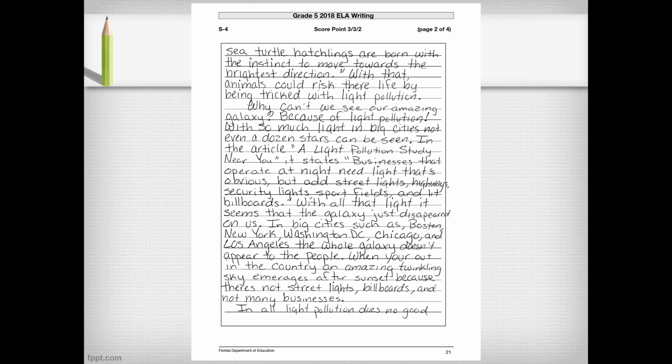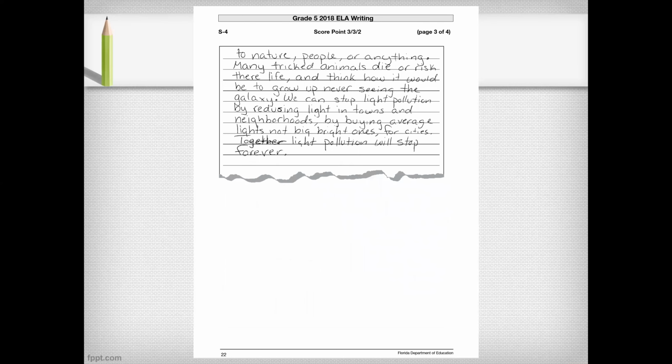Why can't we see our amazing galaxy? Because of light pollution. With so much light in big cities, not even a dozen stars can be seen. In the article, A Light Pollution Study Near You, it states, businesses that operate at night need light that's obvious, but that add street lights, highway security lights, sport fields, and lit billboards. With all that light, it seems that the galaxy just disappeared on us. In big cities such as Boston, New York, Washington, D.C., Chicago, and Los Angeles, the whole galaxy doesn't appear to the people. When you're out in the country, an amazing twinkling sky emerges after sunset because there's no streetlights, billboards, and not many businesses. And all light pollution does no good to nature, people, or anything.